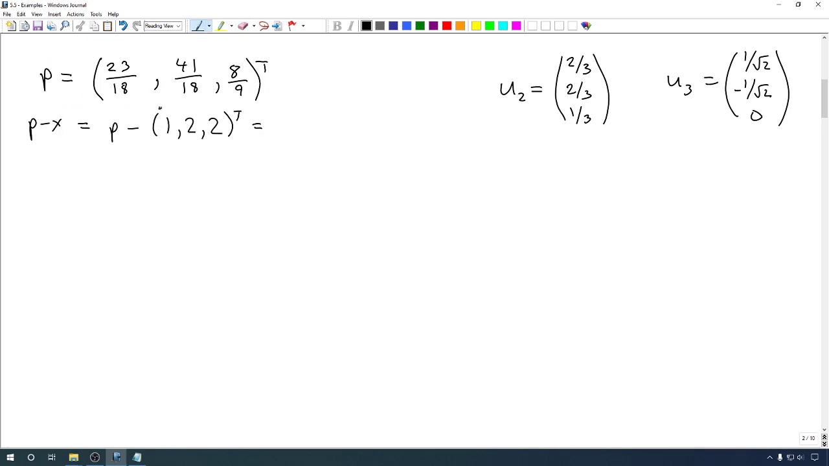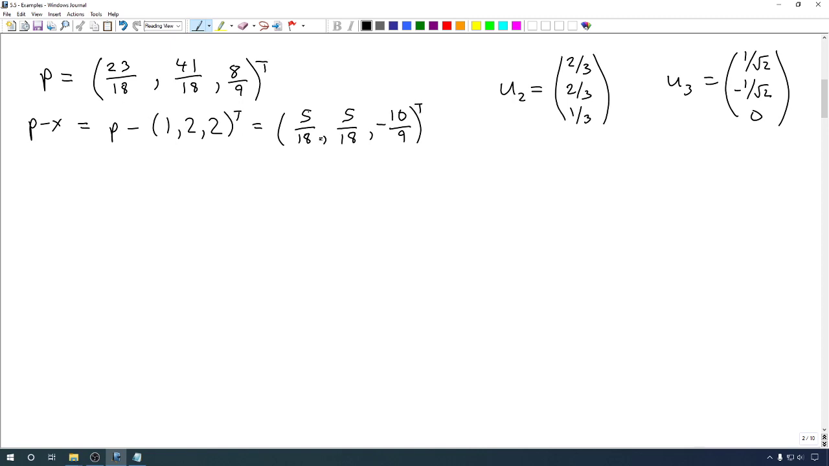So now we're taking 23/18 and subtracting 1 from it. That's going to give us 5/18. Then we have 41/18, but now we're subtracting 2 from it, so we actually get another 5/18. And then finally, we have 8/9 minus 2, and we get minus 10/9.